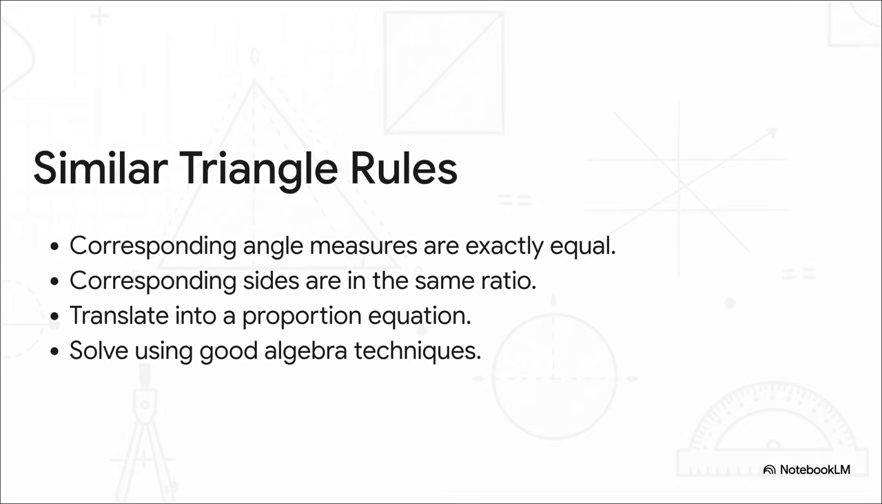Their corresponding angle measures are exactly equal, and their corresponding sides are always in the exact same ratio. Because of this awesome structural rule, if you need to find a missing side, you simply translate the relationship into an equation by setting up a proportion. From there, you solve the proportion using good algebra techniques like cross-multiplication. It's just another perfect example of how algebraic precision gives us concrete proof in geometry.